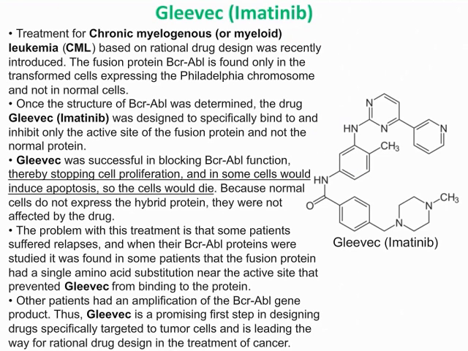So Gleevec was a drug developed to treat CML. In people with CML, they have this protein called BCR-ABL, which is found only in cells expressing the Philadelphia chromosome and not in normal cells. Gleevec was specifically designed to block BCR-ABL function. That would stop cell proliferation, and in some cells, it would induce apoptosis, so the cell would die. And since a normal person doesn't have the BCR-ABL gene, the drug Gleevec wouldn't affect a normal person.